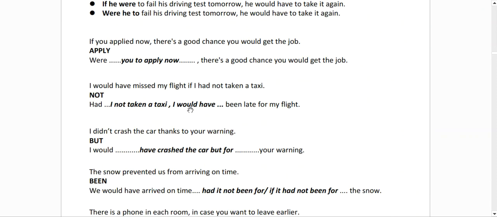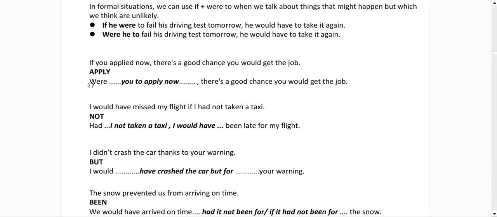So let's have a look at different actual keyword transformation exercises. Start with this one. If you apply now, there is a good chance you will get the job. That's the answer: apply. Were you to apply, there is a good chance you will get the job. We can easily see that this is an inversion because we have the were at the beginning. That's a very good, clear indication that we're dealing with an inverted conditional.